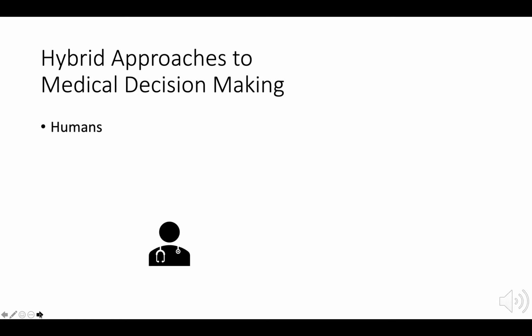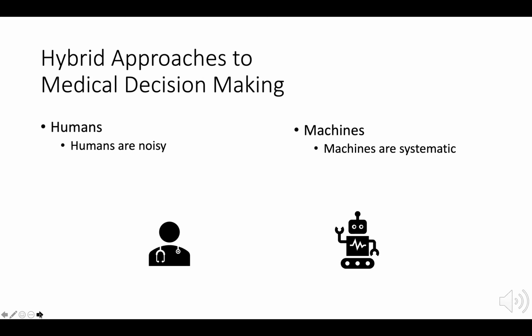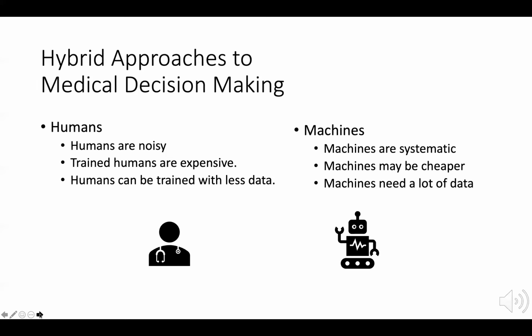So we've got humans and we've got machines. Humans are noisy decision makers while machines are systematic. Humans are expensive and machines are cheaper. Humans can be trained with less data and machines need a lot more data. So the question is, how do we effectively combine these two different decision makers and improve decision making?